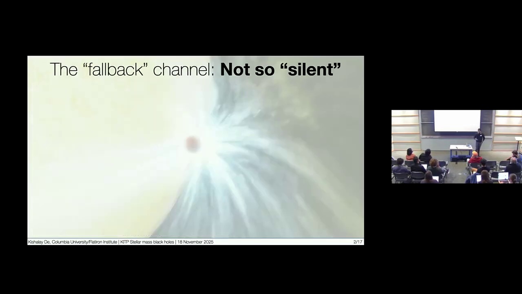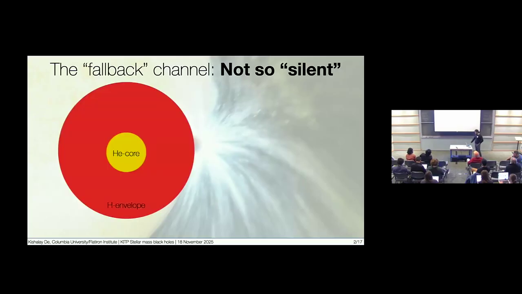So even though we call it the fallback channel, where you have a star that essentially falls back into itself and forms a black hole, it's by no means silent as such, and this has been predicted for a very long time. The picture here is that even if you start with a massive star that has a helium core and a huge hydrogen envelope around it, even if this star were destined to turn into a black hole, you would expect the core to first collapse into a proto-neutron star. This is something you expect in any black hole formation scenario.